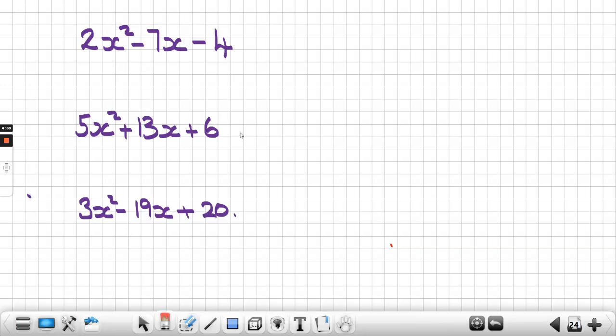Hi, this is a very short video, a 5-minute video, just to show you a method for factorising a quadratic when you've got a coefficient above 1. So this is how it works.